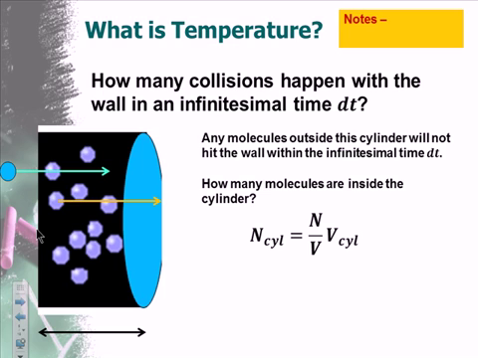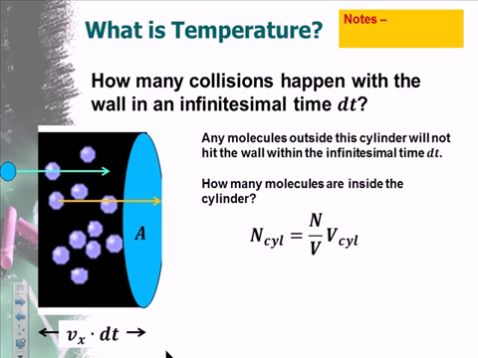Well, what is the length of this cylinder? Well, it happens to be its velocity, the velocity of the molecule, which is Vx, times our infinitesimal time. That is how far this molecule will go in a time dt. So if it has a section A, it will have a length Vx times dt.